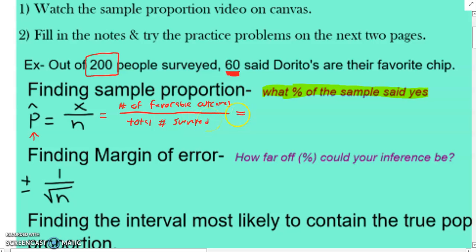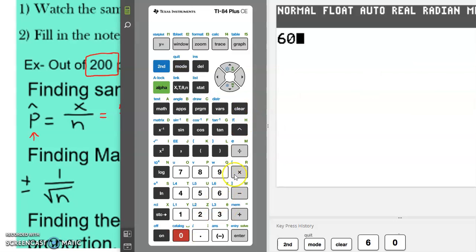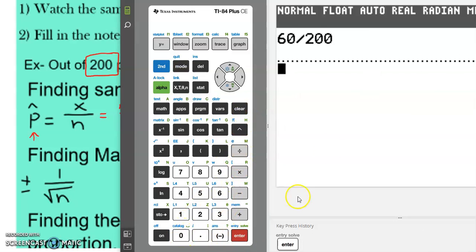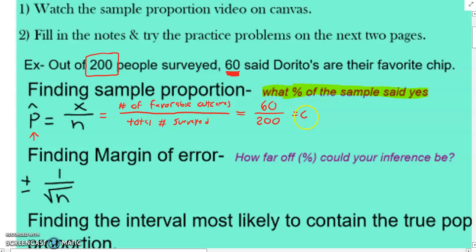So in this situation, since we have 60 people who have selected Doritos as their favorite chips, that's the favorable outcome I want to analyze, and I want to look at the total of 200 people. And so what I'm going to be able to do is throw that in my calculator to get a percentage. So 60 divided by 200, and that's going to give me 0.3. So 0.3, and as a percentage, that means you're just going to move the decimal over right 2 places, and that's going to allow me to get 30%. You could also take a decimal and multiply it by 100 to turn it into a percentage. So we now know 30% of people surveyed like Doritos.